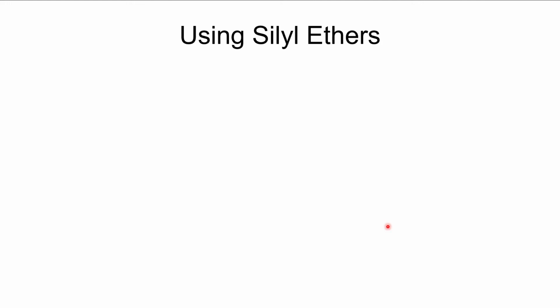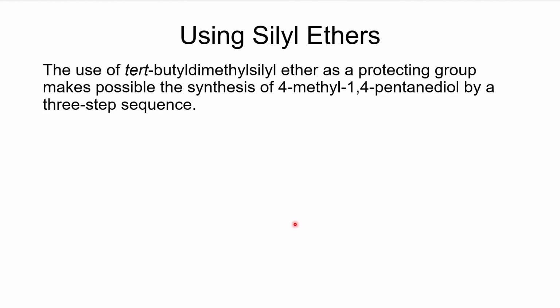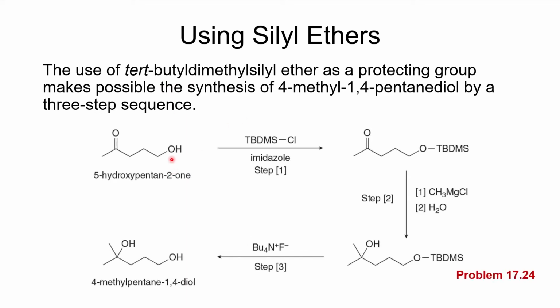So how do we use these silyl ethers? To use the tert-butyl dimethyl silyl ether, we will take our compound that has an alcohol. There's our ketone that we want to react with a little bit later. We're going to use the tert-butyl dimethyl silyl chloride plus the imidazole. That will produce this protected alcohol, which we then can use our Grignard or other organolithium reagent or something like that on. Our Grignard reagent will come in and react with that, and we protonate it with water.